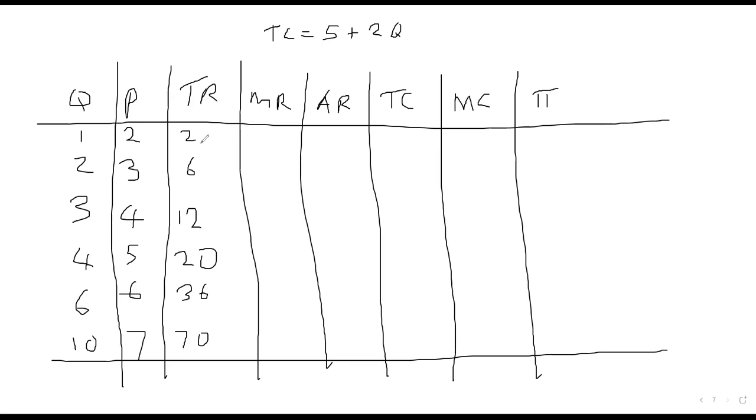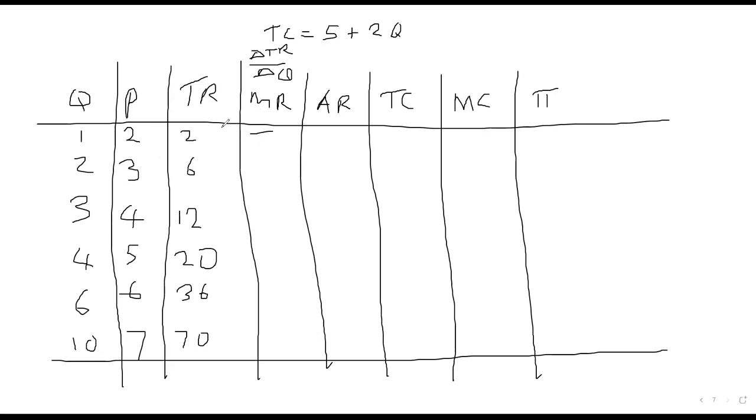It's a change in the total revenue. Who remembers the formula? How do we find the marginal revenue? Change in what? Total revenue over change in quantity. Excellent. Change in total revenue by change in quantity.